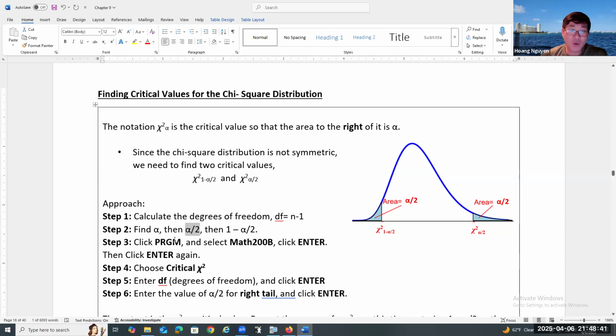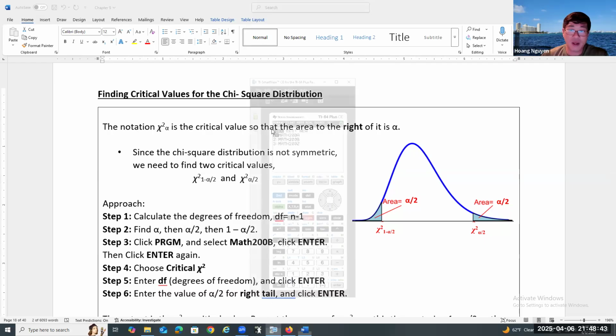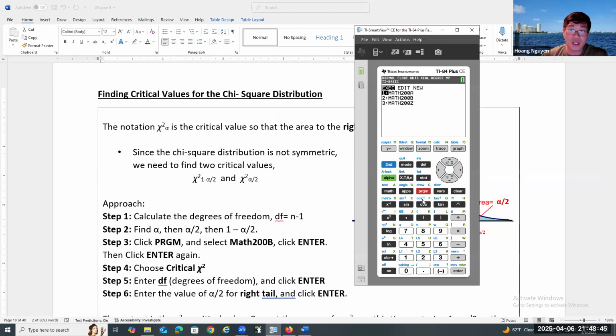Now we're going to go to the program key. Let's take a look at your calculator. We go to the program key right here, everyone. This is the program key on your calculators. After you go to the program key, you're going to go to Math 200B. We have it right here, Math 200B. I go down to the option Math 200B and hit the enter key the first time, one more time, and then another one.